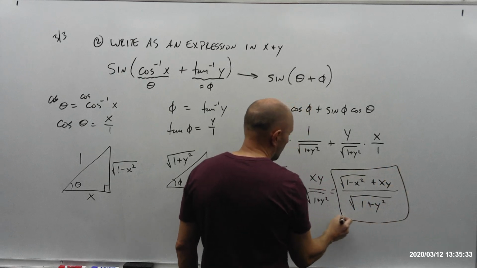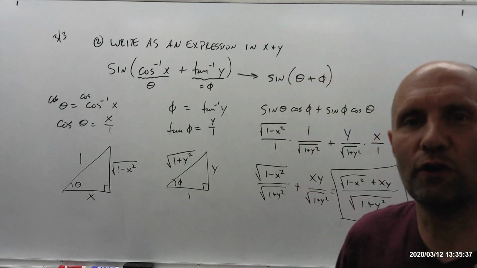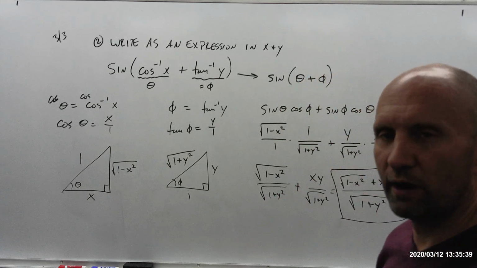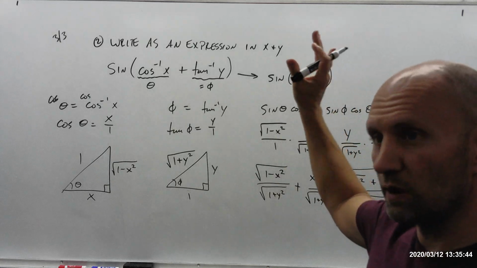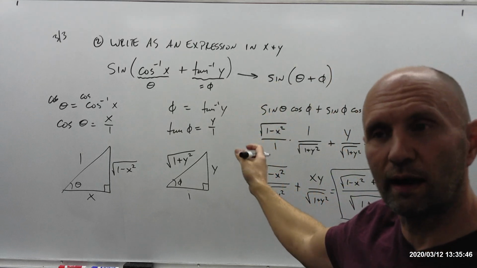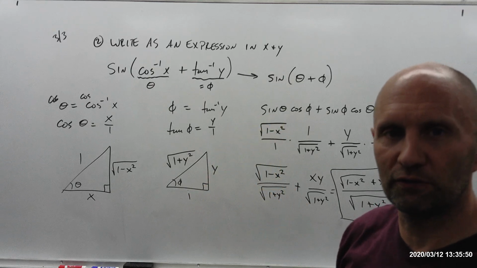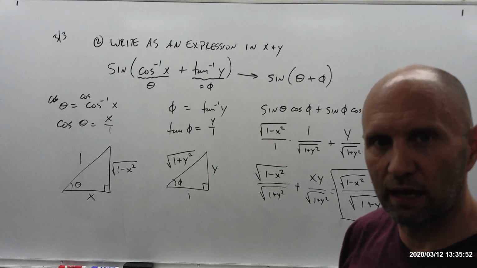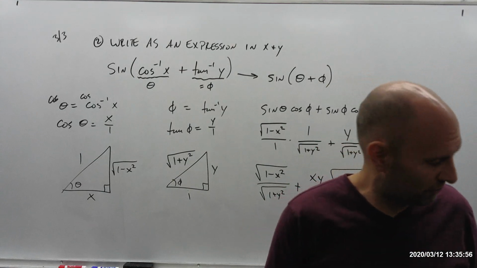And at this point, please draw a box around your answer and move on. Do not try to rationalize this. Do not try to simplify this. When you have "write as an expression in x and y" with the two variables, you are going to get very messy answers. That's okay. Don't try to make this thing look any nicer, because it's just going to be a nightmare for you.